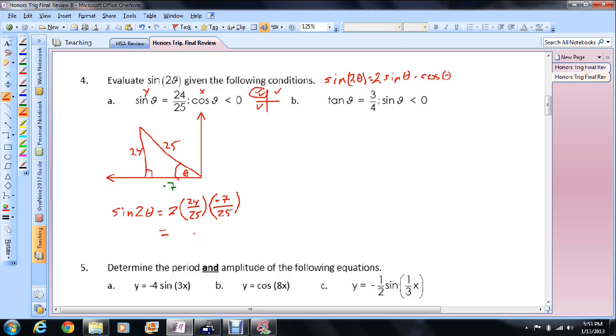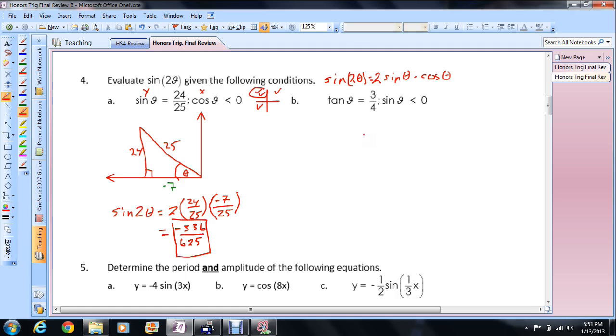If we do that in our head, or in our calculator, we get a final answer of negative 336 divided by 625. Again, like I said at the very beginning, I would recommend that you pause and see if you can do part B on your own.